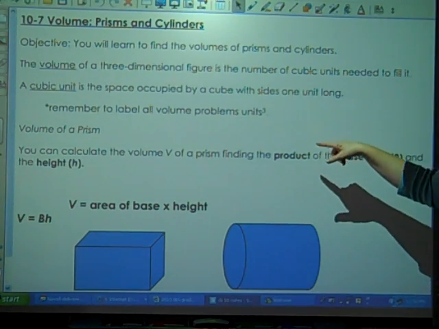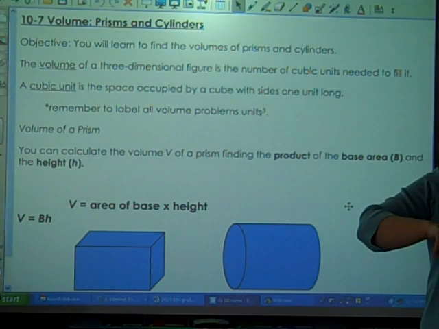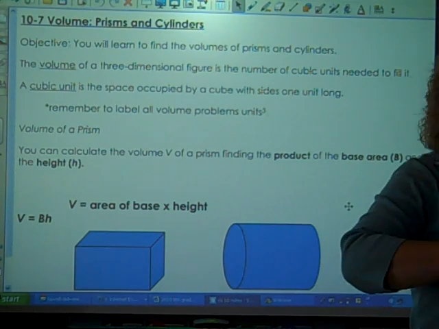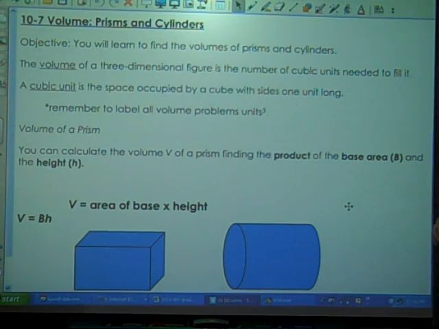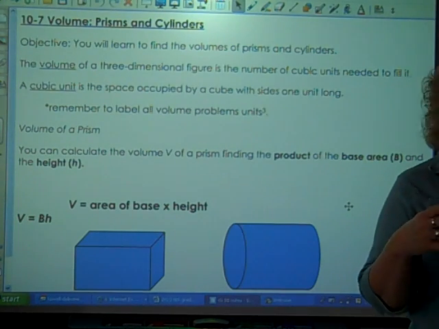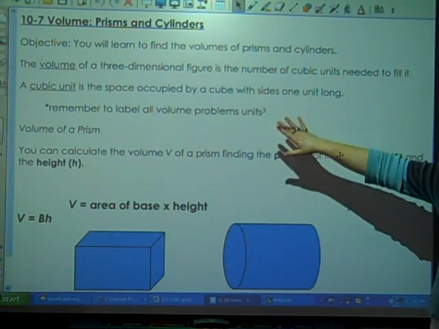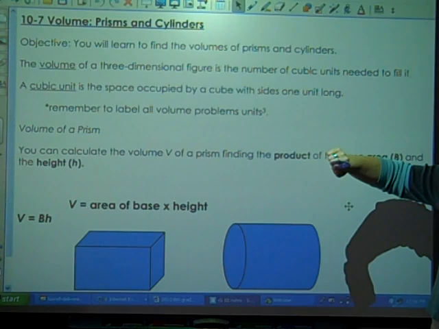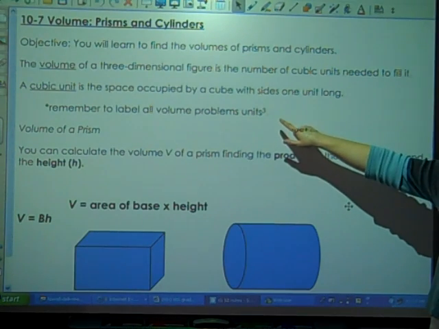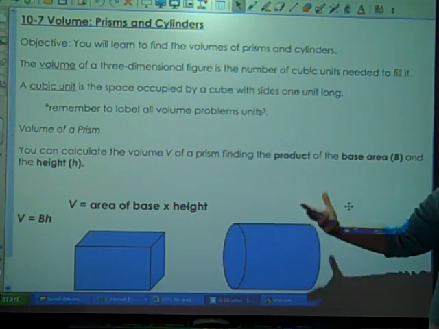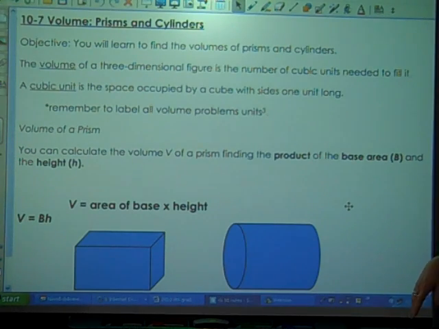Okay, so we're talking about volume. We've done area, we did surface area, we're moving on to volume. Remember, volume of a three-dimensional figure is the number of cubic units needed to fill it. So we're moving into three-dimensional shapes. A cubic unit is the space occupied by a cube with sides 1 unit long. And you need to remember that you're going to label all of your problems with cube, because remember it's three-dimensional.